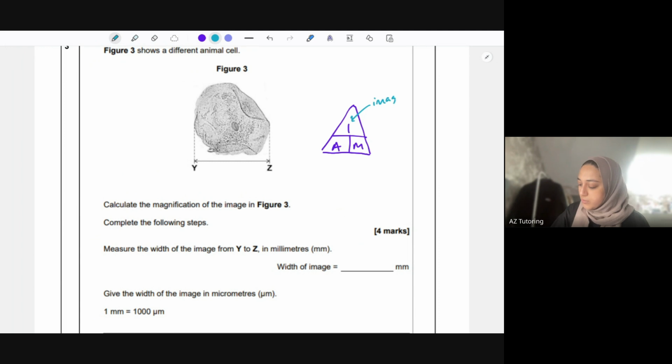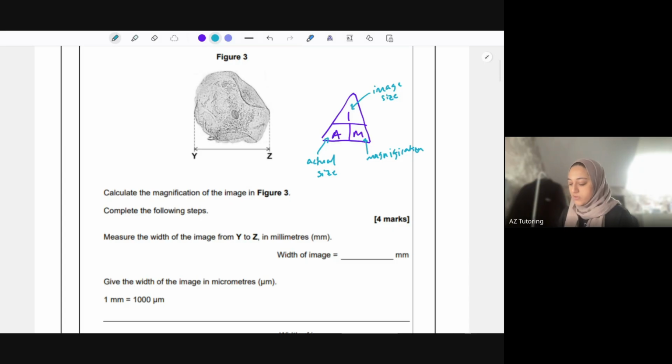So I stands for image size. So that's what you're actually measuring. So what we're going to measure from Y to Z using a ruler. I don't have a ruler, so I'll tell you what they expect that number to be. That's what you're measuring. That's the image size. A is actual size. What's the actual size of that cell in real life? And then M is the magnification. So magnification is how much have you zoomed in to make this image as big as it is.